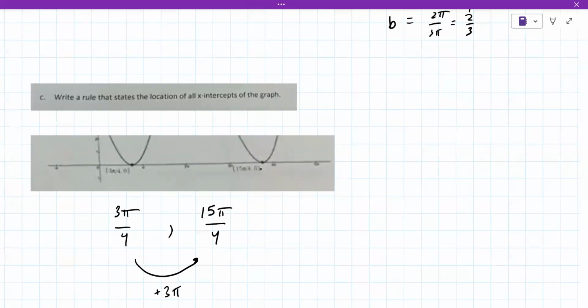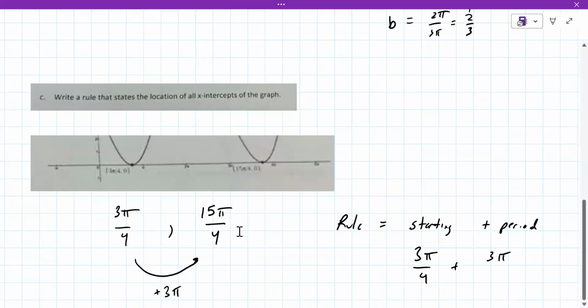Okay. And the generalized rule is that it's whatever you're starting at plus the period. And you can choose either one to start at. You might as well start with the smaller one. So it's 3 pi over 4. That's what you're starting at, plus 3 pi. And that's almost the rule. It's almost the rule, because it worked for this first one, but it doesn't work for the next one.